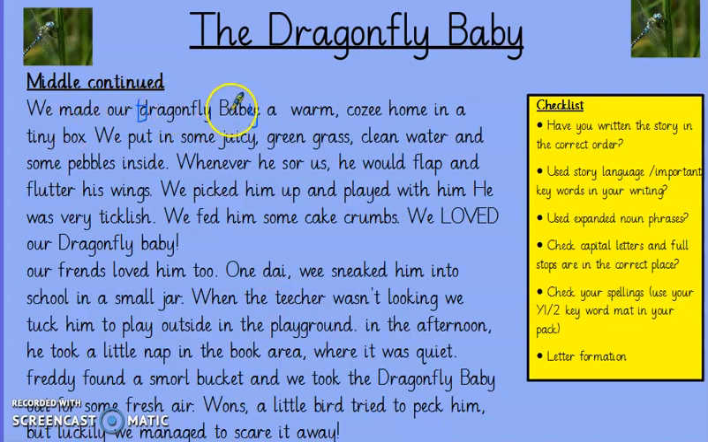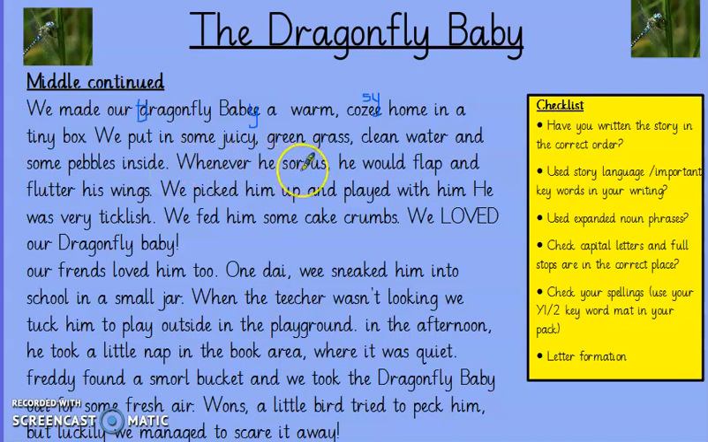So we made our dragonfly baby a warm, cozy. Now that's another tricky word. So cozy, now you can hear the Z sound, but tricky word, it has an S and Y spelling, okay? So cozy, okay? Cozy home in a tiny box. Okay, I've got a full stop there. We put in some juicy green grass, clean water and some pebbles inside.